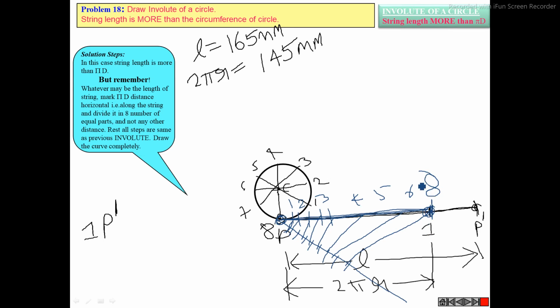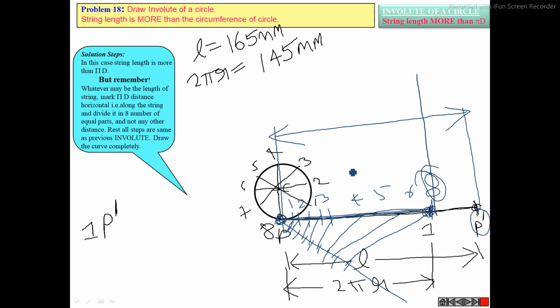In the last case, this point 8 and this point P dash was the same point. In this case, point 8 and point P dash is not the same point. This is the length of line. This is the length of line. And this is the circumferential length which you are wrapping it or unwrapping it. How much portion is unwrapped? 1P portion is unwrapped. Clear?